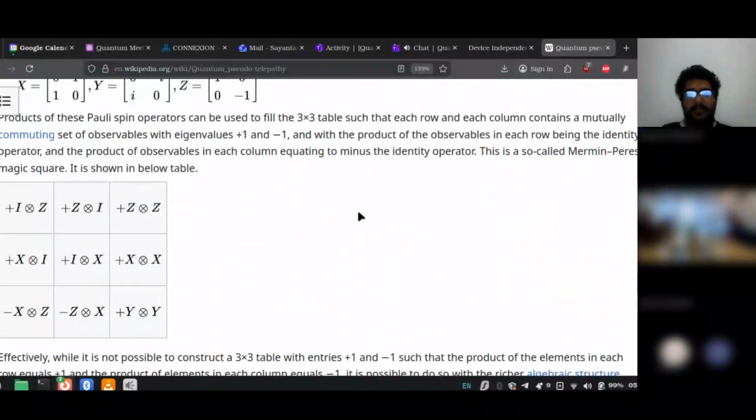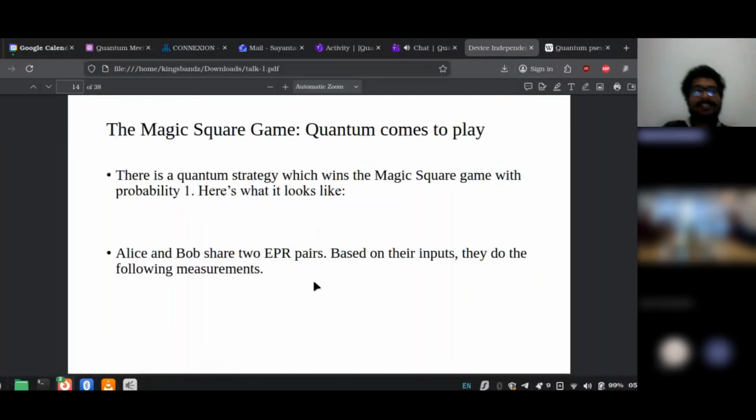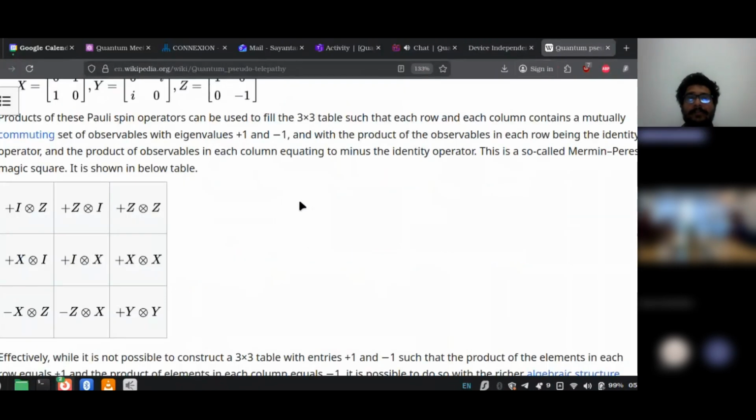Okay. So, what is the strategy? When we say a quantum strategy, we have to specify two things. We have to specify the state that is shared between Alice and Bob, and we have to specify the measurements that they do. The state that will be shared between Alice and Bob for this probability one strategy is going to be two EPR pairs, like EPR tensor EPR. Now, what are the measurements going to be? Those measurements are given by the eigenvectors of these observables.